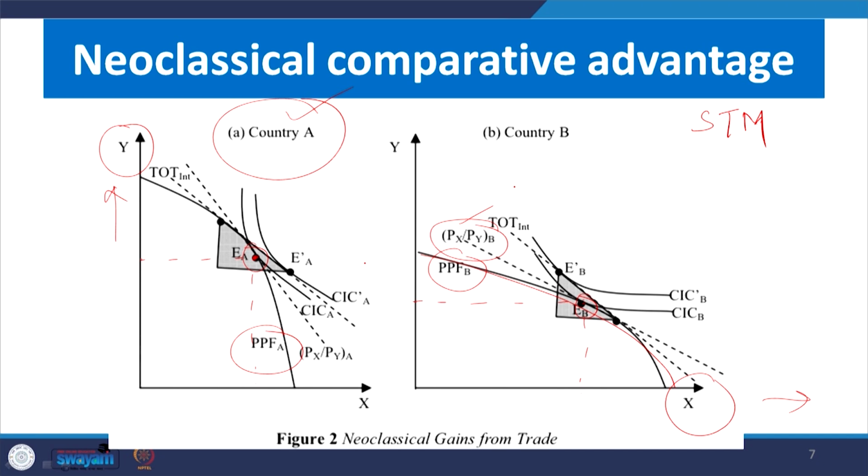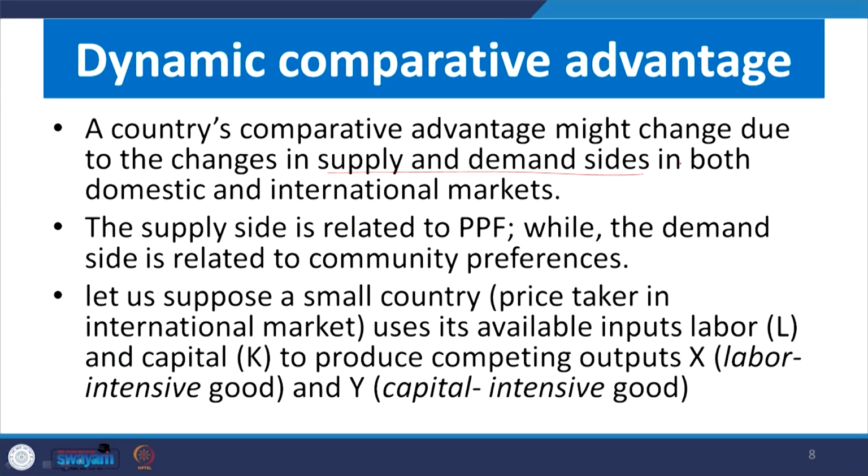Now, let us move to the further adjustment. Here they will land off depending upon their shift. Why is there a shift? Because after trade there will be a possibility of settling down with higher benefits, because trade is mutually beneficial. So, dynamic competitive advantage: a country's competitive advantage might change due to changes in supply and demand side, as I just said, in both domestic as well as international markets.